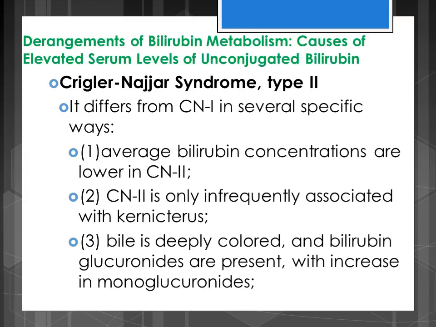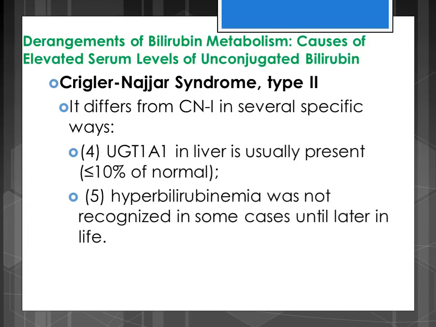Okay, so we're done with this one. We already discussed this in Crigler-Najjar type 2. UGT1A1 in liver is usually present, but that is less than 10% of the normal. And hyperbilirubinemia was not recognized in some cases until later in life.